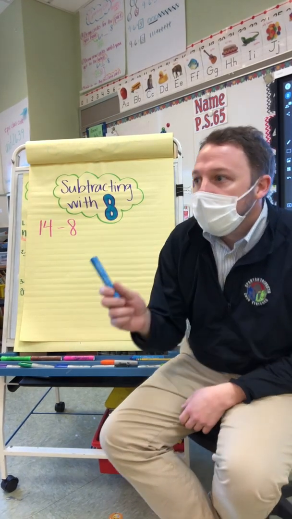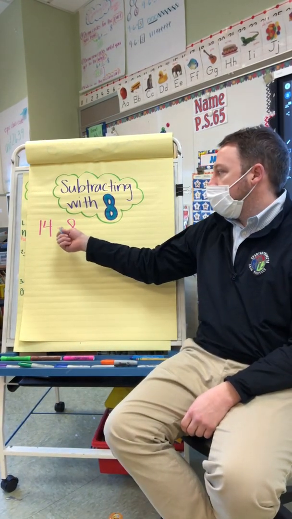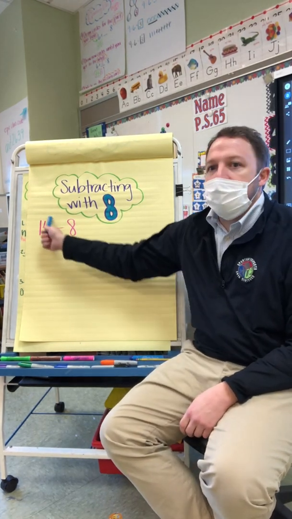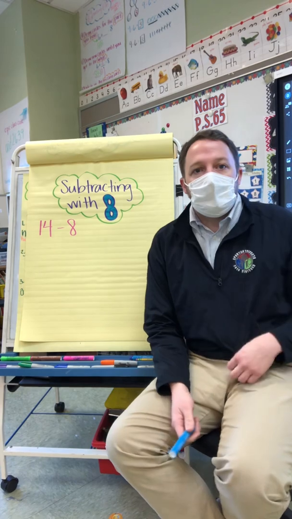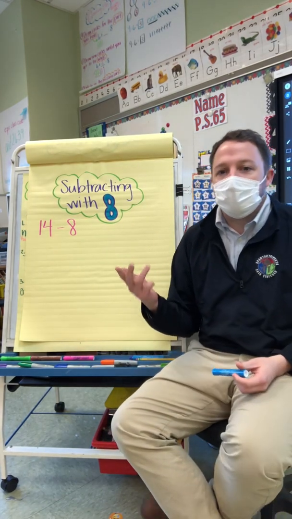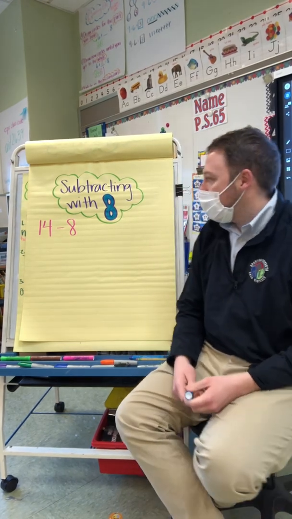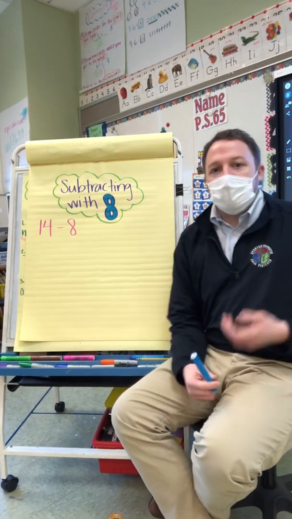Thank you. So we're going to start off with 14 minus 8 because we're taking 8 from numbers in the teens. And teen numbers are any number between 10 and 20. So that covers 11, 12, 13, 14, 15, 16, 17, 18, and 19. Okay? So we're going to start off with 14 minus 8.